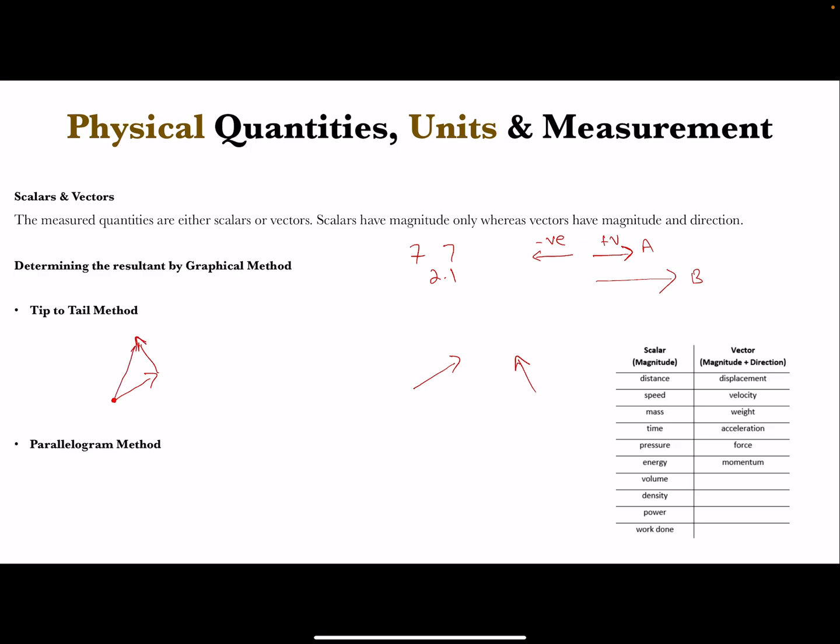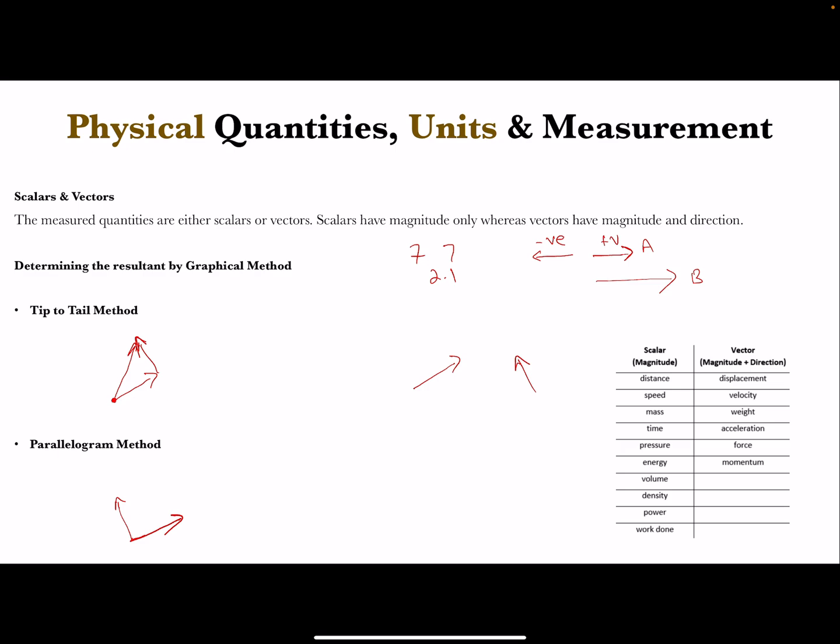And that's going to be your resultant vector. All right. The parallelogram method works in the same way. But in this case, you first connect tips with tips or tails with tails. So let's do that. It's this way, the first one. And the second one is this way.